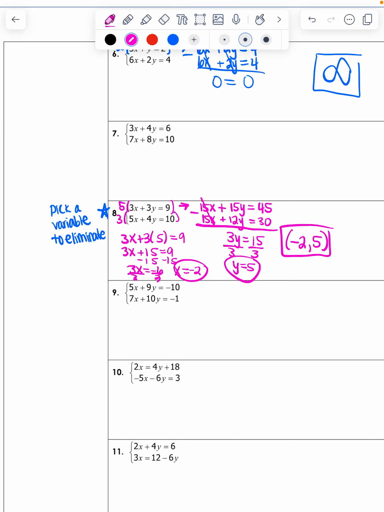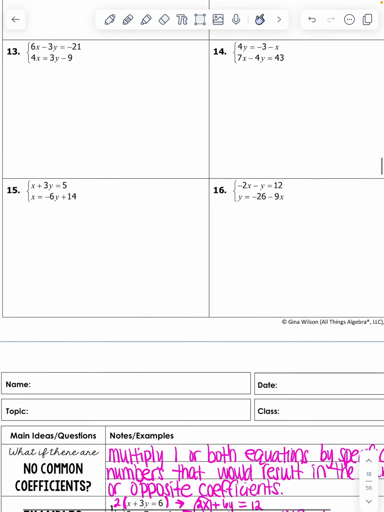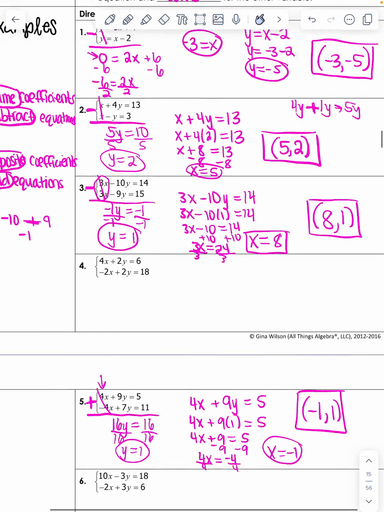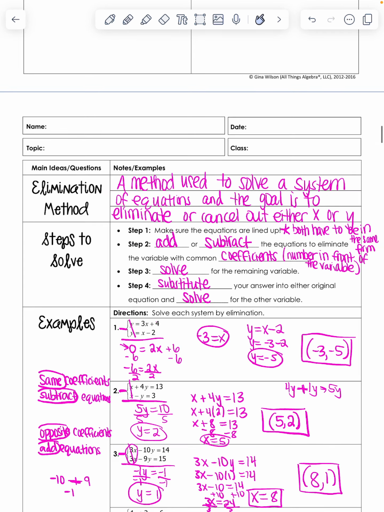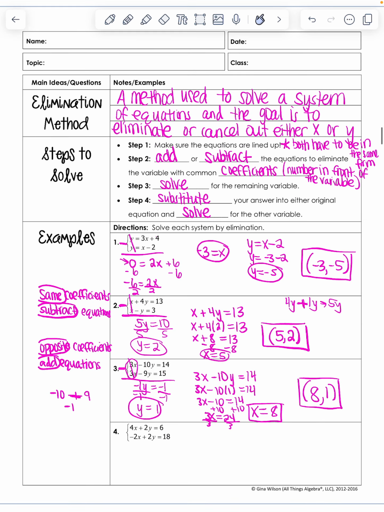Hi, Kylie. So if you remember last week, which feels like forever ago, we were learning how to solve systems of equations with elimination. This is where we left off, but let's focus on just the notes here so we remember the process. The elimination method is the third method in solving systems of equations.